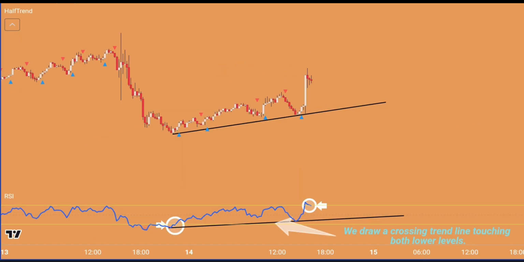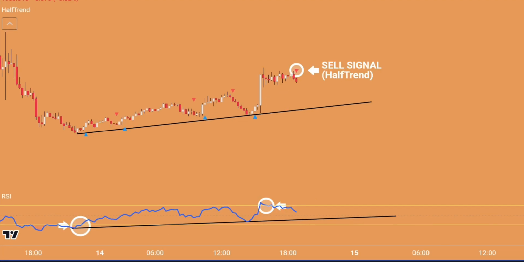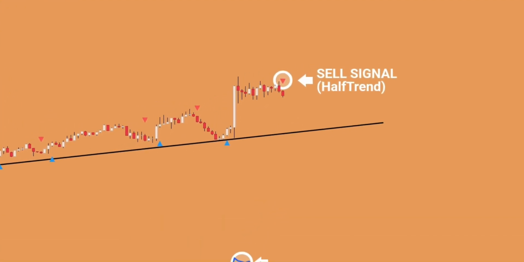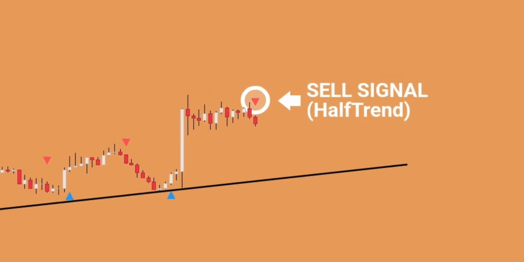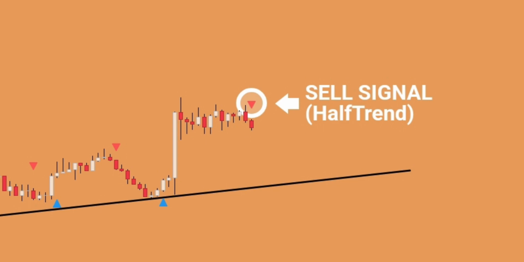Similarly, we are drawing a trend line beneath the price bars. After a few bars, the HALFTREND indicator displays a SELL label, giving us the first signal for a selling trade. Of course, this is not sufficient for us.